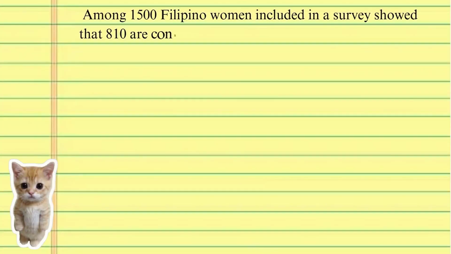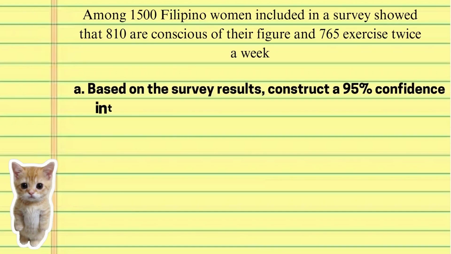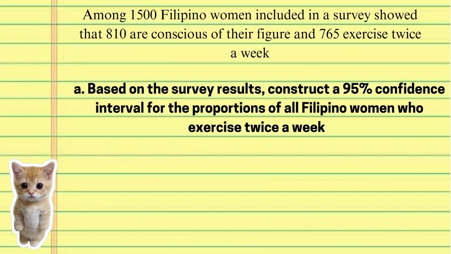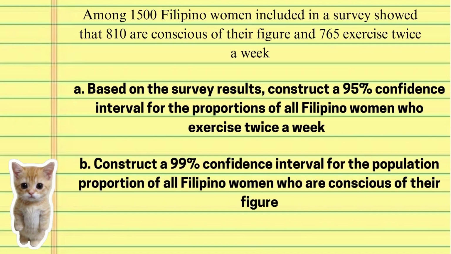So, for another example, among 1,500 Filipino women included in a survey, 810 are conscious of their figure and 765 exercise twice a week. A, based on the survey results, construct a 95% confidence interval for the proportion of all Filipino women who exercise twice a week. And B, construct a 99% confidence interval for the population proportion of all Filipino women who are conscious of their figure.